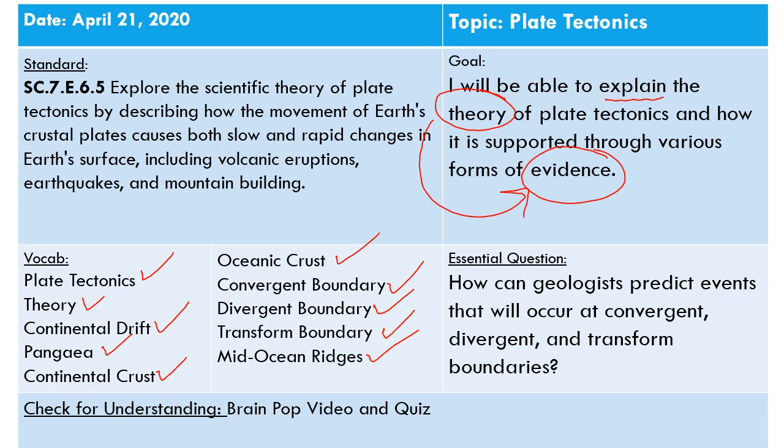So ultimately, we're trying to get to answering this question. How can geologists predict events that will occur at convergent, divergent, and transform boundaries? So in order to be able to predict accurately, we have to be pretty grounded in the theory and the evidence to be able to then make predictions. So our check for understanding today, we're going to be watching a BrainPOP video, and then y'all are going to be taking the quiz that comes after that video.